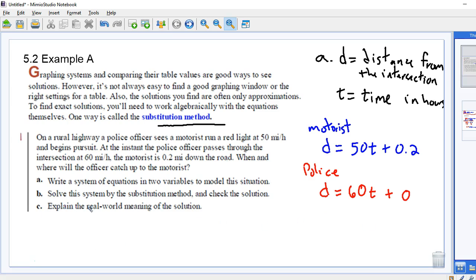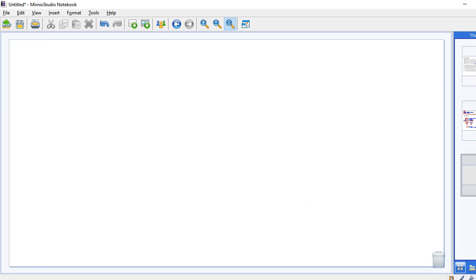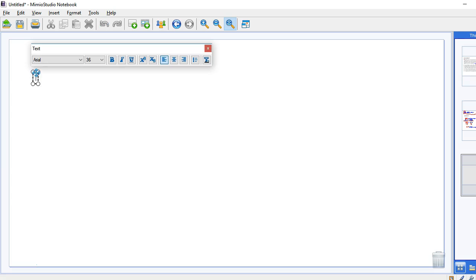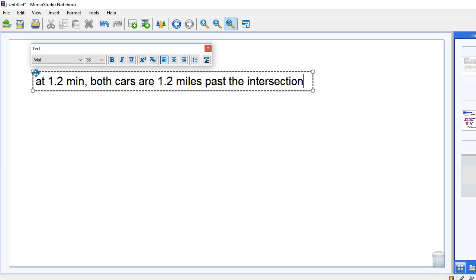And part C: explain the real-world meaning of this solution. Well, after 1.2 minutes, the police car and the motorist are 1.2 miles past the intersection. So I'll type that out. At 1.2 minutes, both cars are 1.2 miles, it's not 1.23, 1.2 miles past the intersection. And that's the real-world meaning for part C.